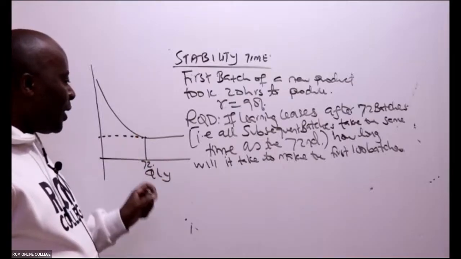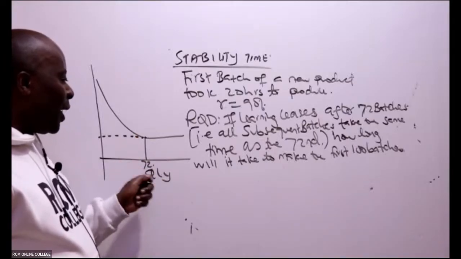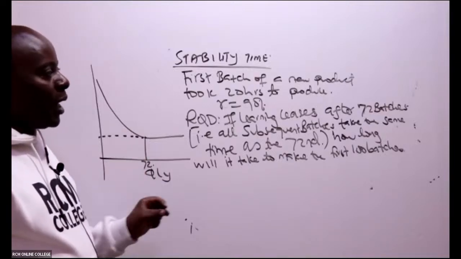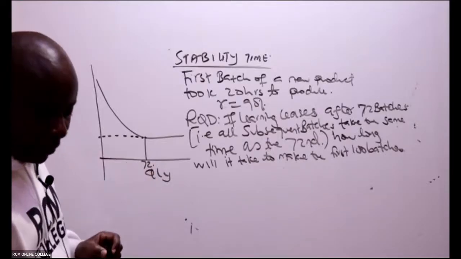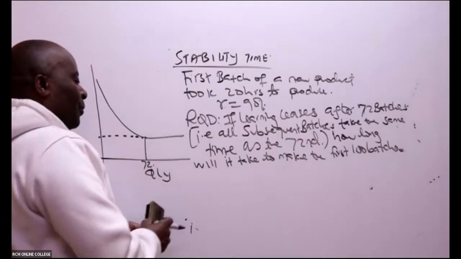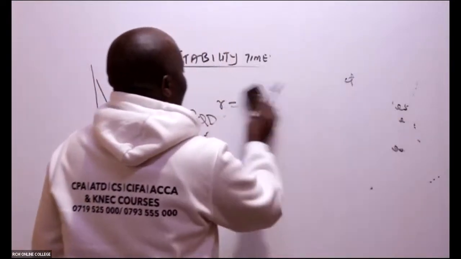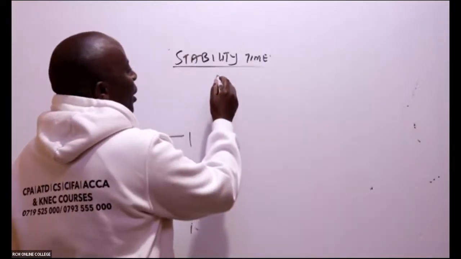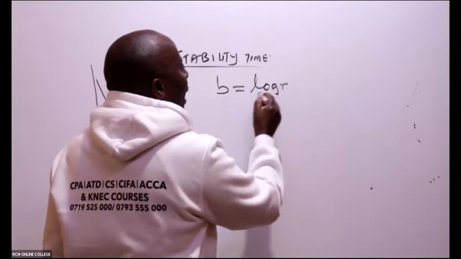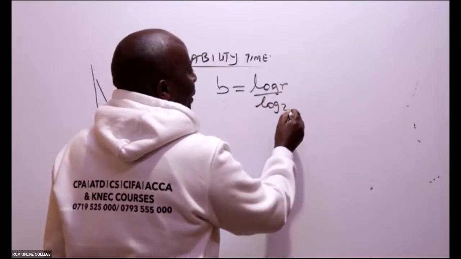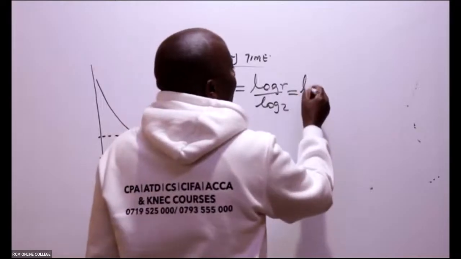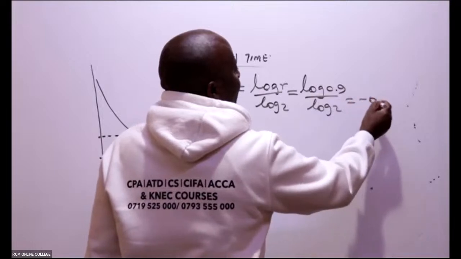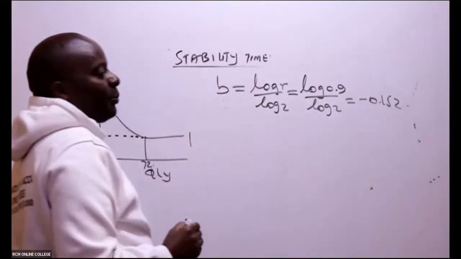So the first thing you shall do in this kind of question is to calculate the stability time. How do you calculate this? First of all, give us the learning curve equation. We know that our B is log R divided by log 2. Even if we know what B is, it is important to substitute, and I'm sure you are used to that: minus 0.152.